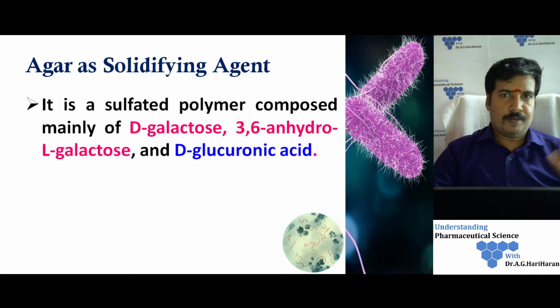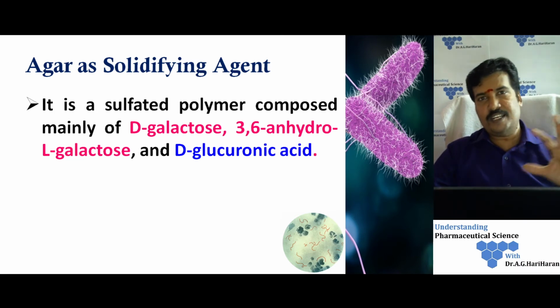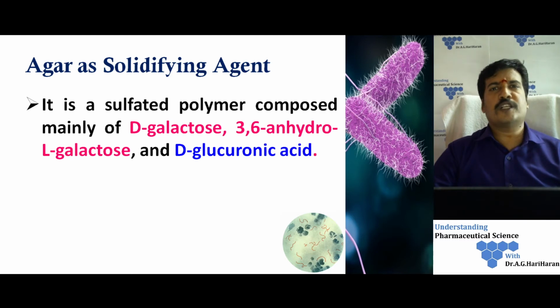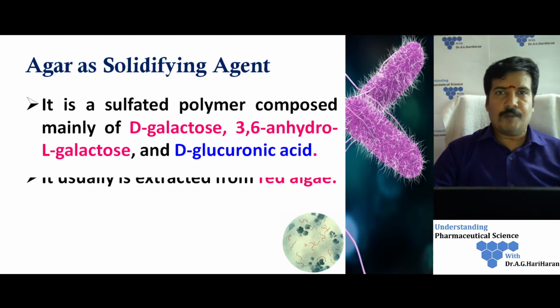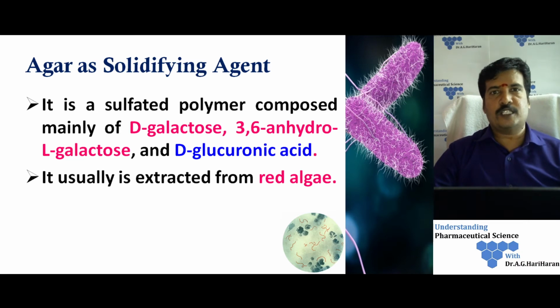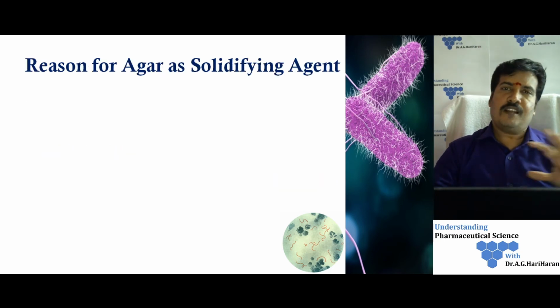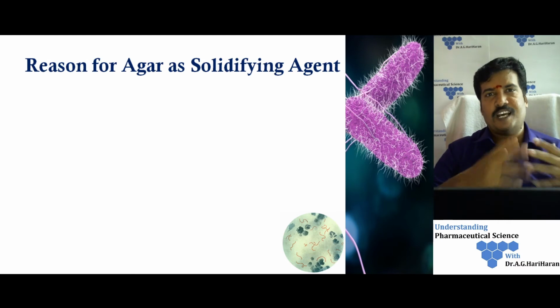It is a polymer made up of D-galactose, 3,6-anhydro-L-galactose and D-glucuronic acid. This polymer is generally ideal in nature. It doesn't interfere with any of the microbial biochemical pathways, and it is non-toxic to the bacteria. It is commonly isolated from red algae and is widely used in all microbiological laboratories as a solidifying agent. Apart from agar, we can use gelatin also as a solidifying agent. Other polymers are also available, but they are not as satisfactory as agar, because there are various reasons why we use agar as a solidifying agent.